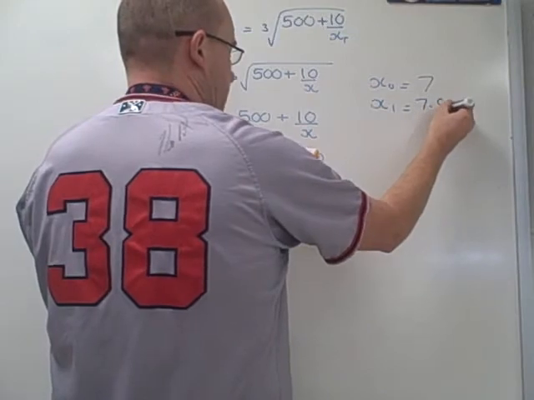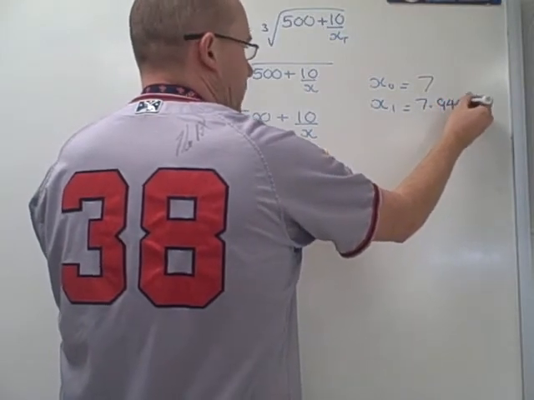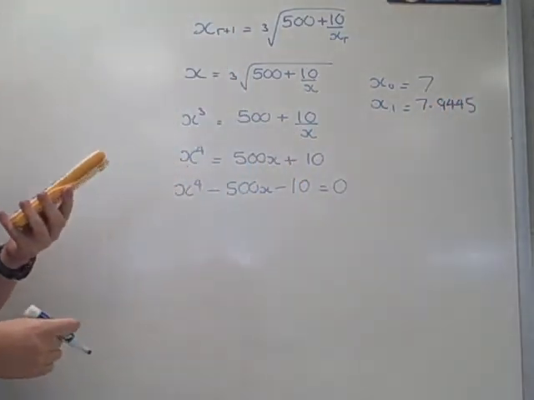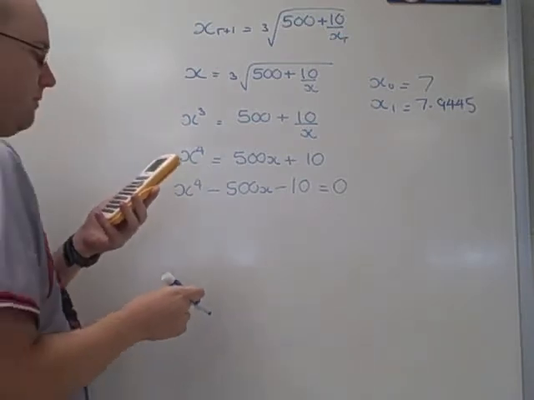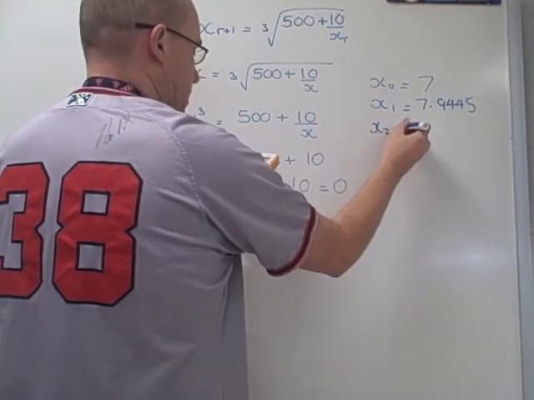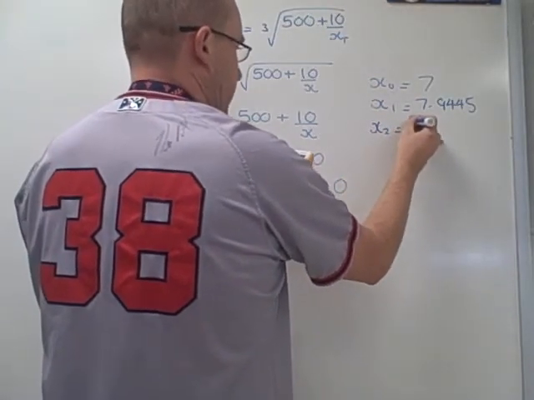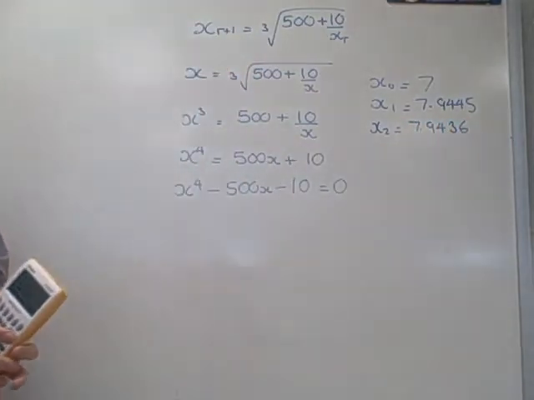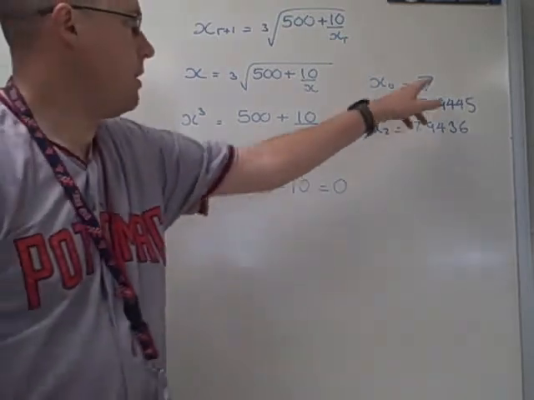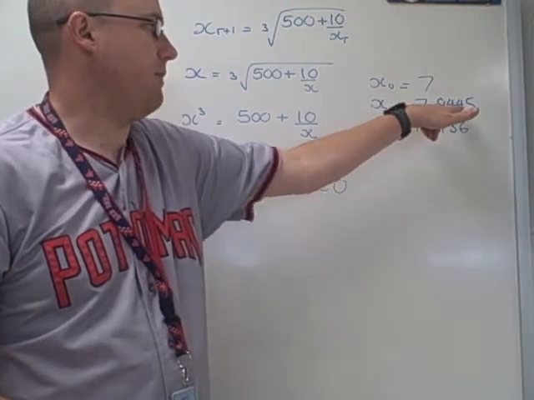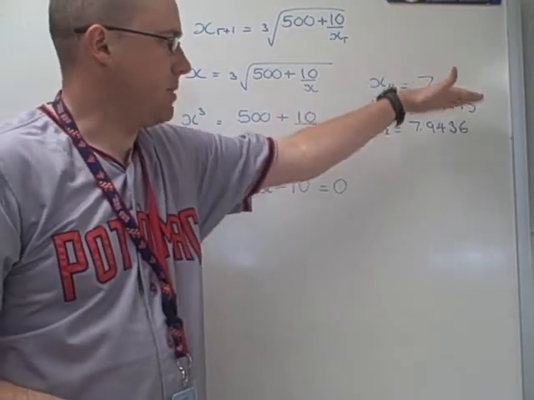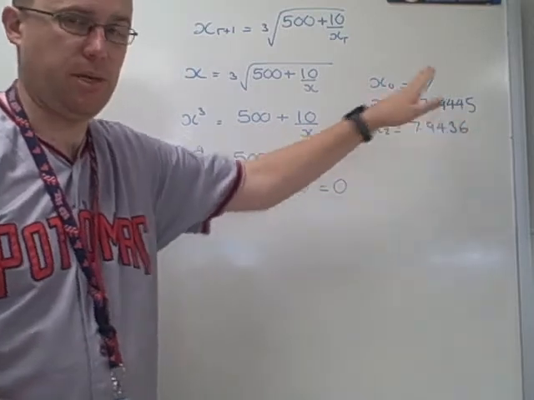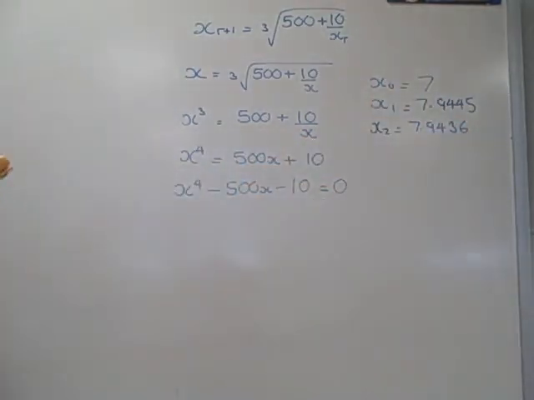So the first one, I get 7.9445, and when I plug in 7.9445, my second answer turns out to be 7.9436. Now this is much better than the previous question. First of all, I had a jump of like 0.94 here, but then look at the difference here. These 2 values are very close to each other. So it certainly appears like I'm converging.